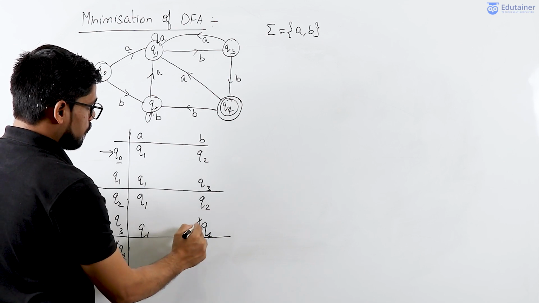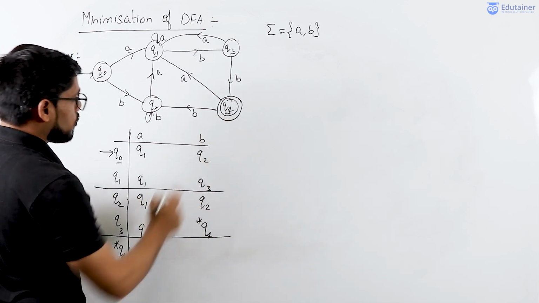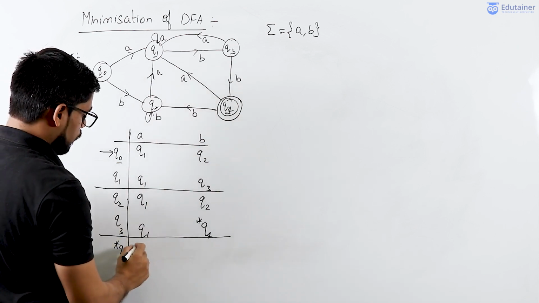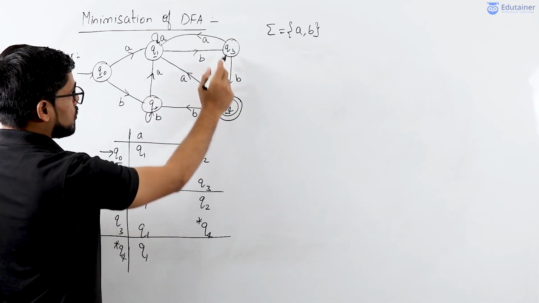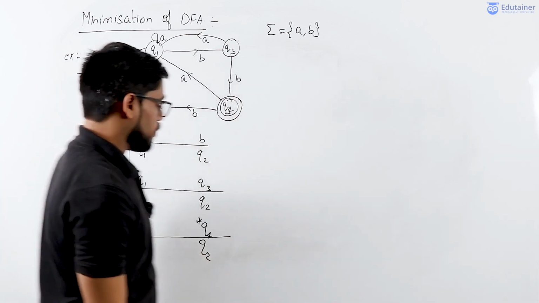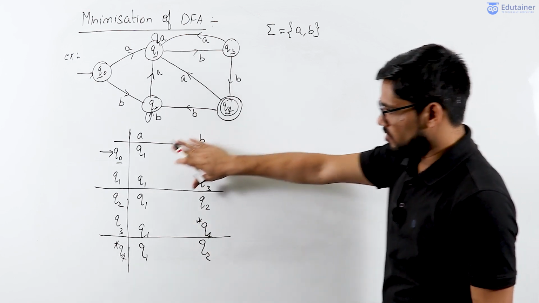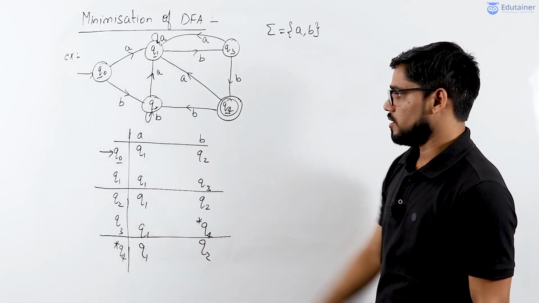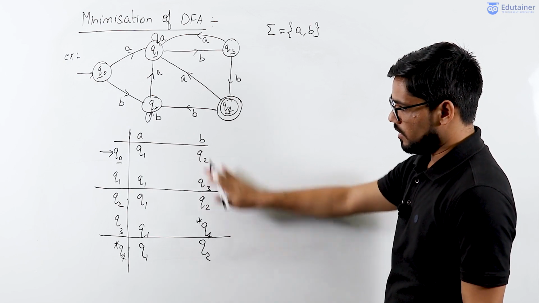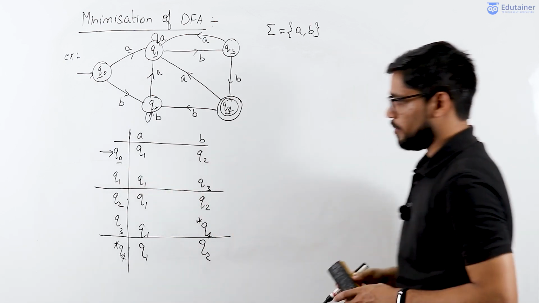So Q4 is the final state. Now the last state is Q4. Q4 on small a will go to Q1, and Q4 on small b will go to Q2. So our transition table has 5 different states and 2 input alphabets, and I have depicted each move for each row in this transition table.